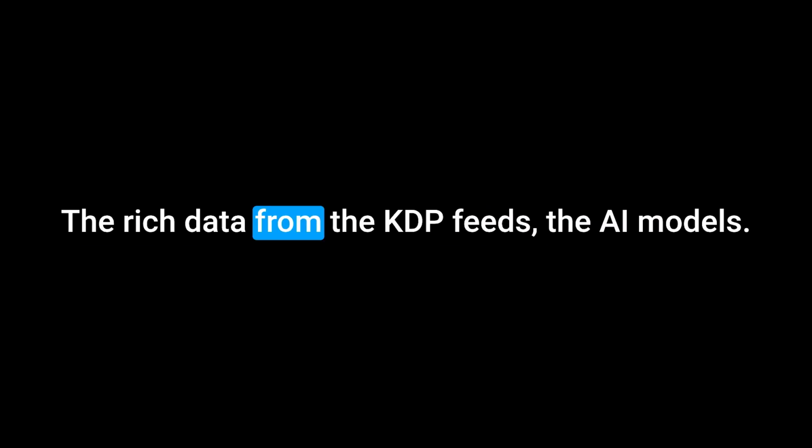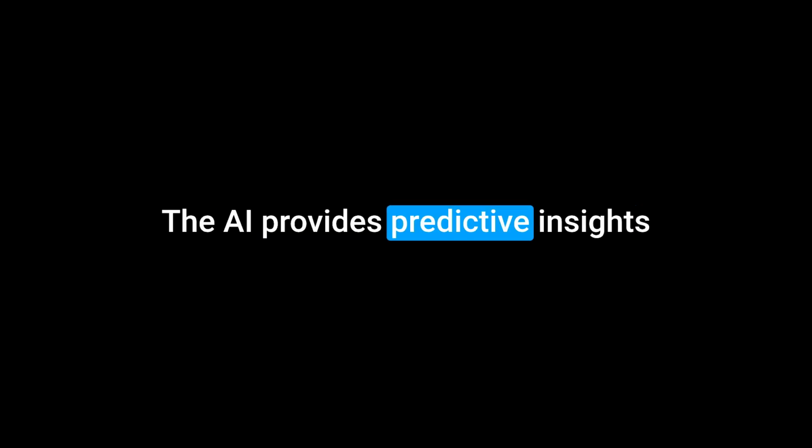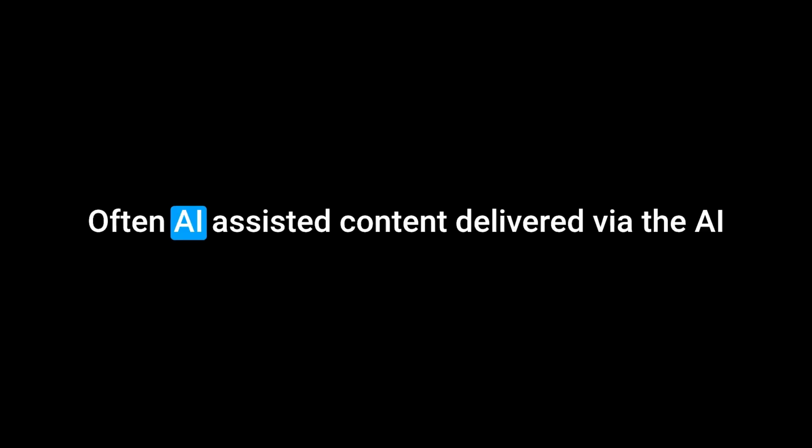So it really feels like AI is creating this flywheel effect within Klaviyo. That's a perfect way to put it. The rich data from the KDP feeds the AI models. The AI provides predictive insights and helps create smarter segments. Those segments get personalized, often AI-assisted content delivered via the AI-recommended channel. And the customer's reaction to that feeds more data back into the KDP. Exactly. It's a continuous loop.